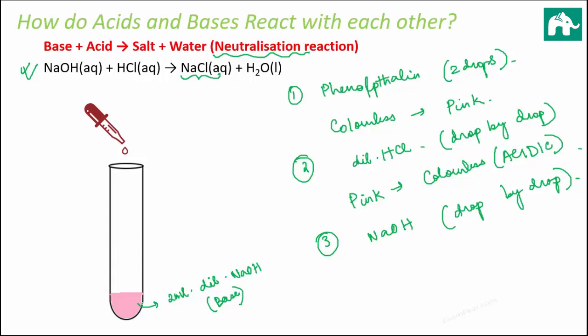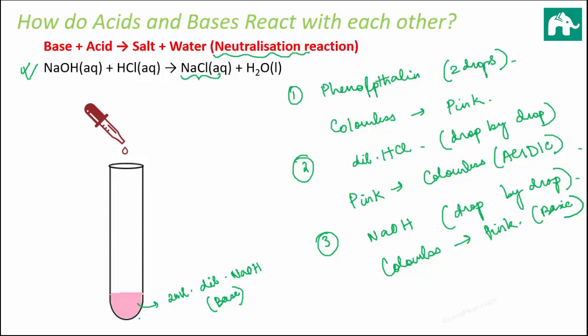What would you see? Initially again you will not see any change, because when you are adding NaOH, it is getting neutralized by the HCl which is there in the test tube. But after some time what happens? The HCl is all used up. So now what you have in the test tube is NaOH, which is a base. And what is the color of phenolphthalein in a base? Pink. So after some time you will see that the colorless solution is changing to pink again, which means that now what you have in the test tube is a base. That is, now all you have in the test tube is NaOH.